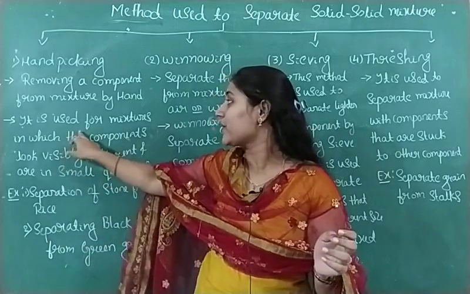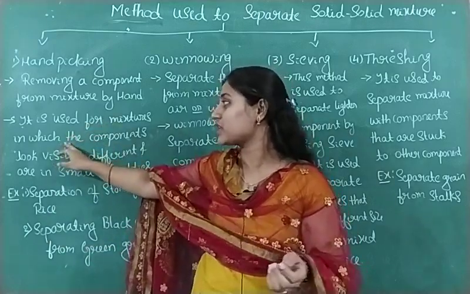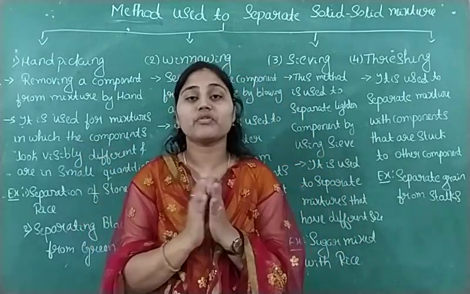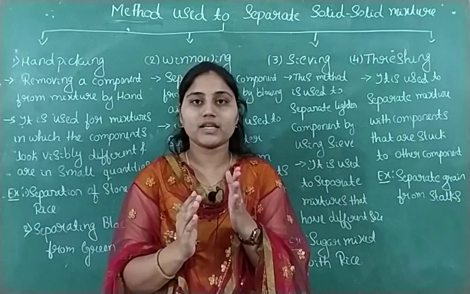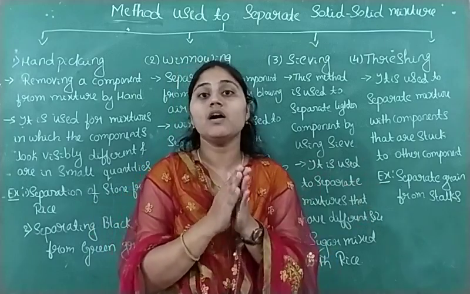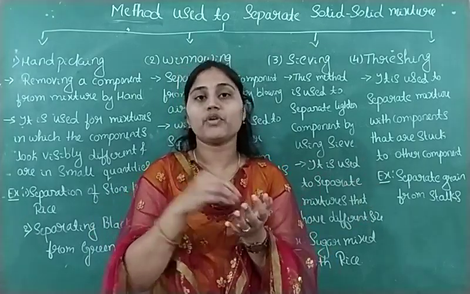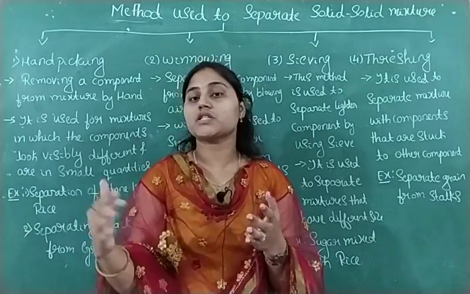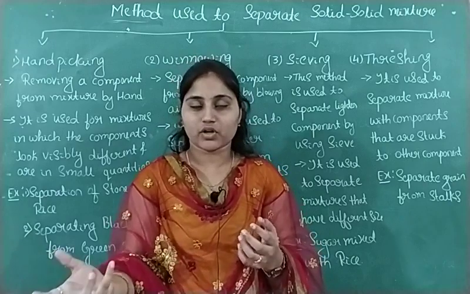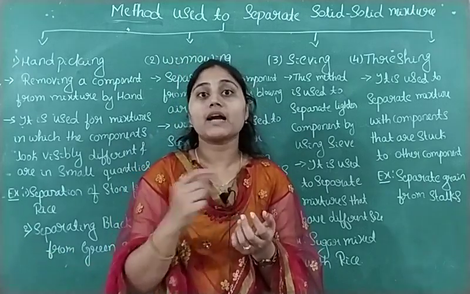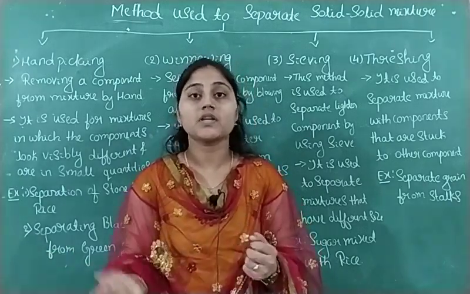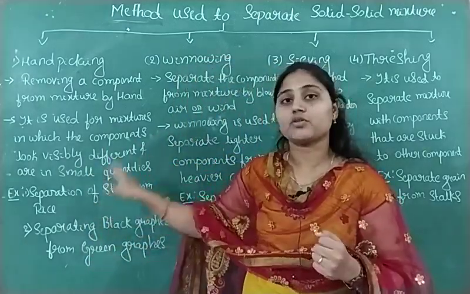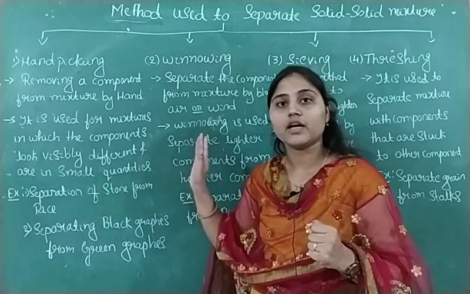So here what happened? It is used for mixtures in which the components look visibly different. Stone looks visibly different from the rice. Now we can remove it very easily. One more example: black grapes mixed with green grapes. Now we can remove the black grapes from the green grapes by using our hand. This is the first method to separate a solid mixture.